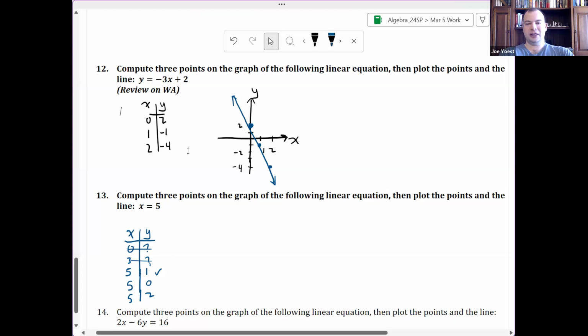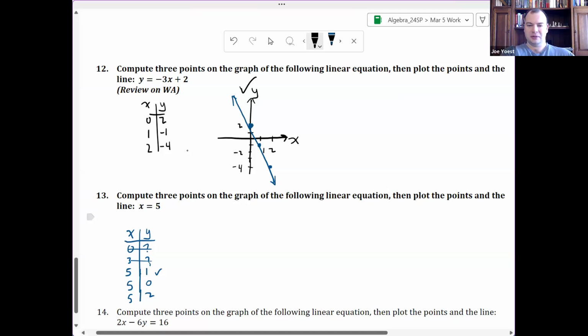You could have used different points. You could have used -1 or -2 for x, or you could have used, say, y equals 0, and what would that be? If y is 0, x is what? -2/3, I guess, or 2/3. So not the nicest number, but we pick 3 points, 2 points determine a line, and the third acts as a check. And that looks good.